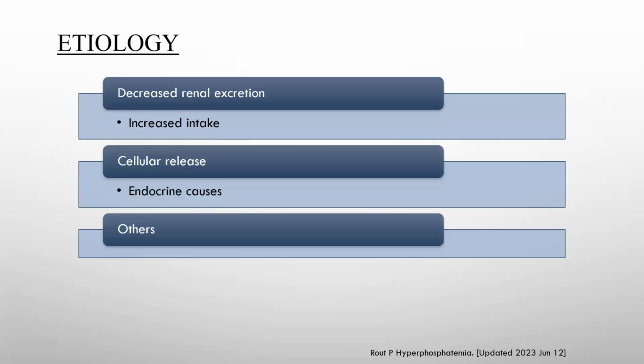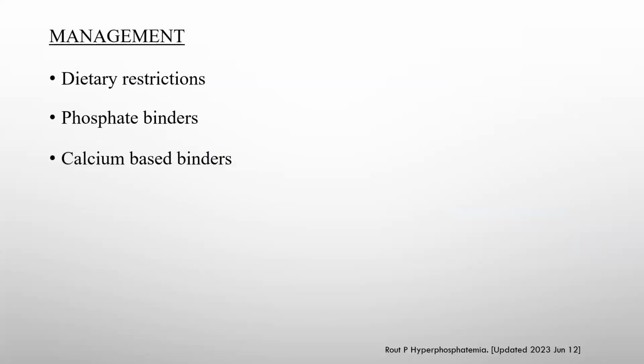It can be because of decreased renal excretion because of CKD or AKI, increased intake because of excess phosphate supplementation or because of phosphate containing enema, cellular release because of tumor lysis, rhabdomyolysis, hemolysis, endocrine causes like hypoparathyroidism, and other causes like vitamin D intoxication. So the management mainly is dietary restriction, usage of calcium-based binders and non-calcium phosphate binders like sevelamer or lanthanum, etc.